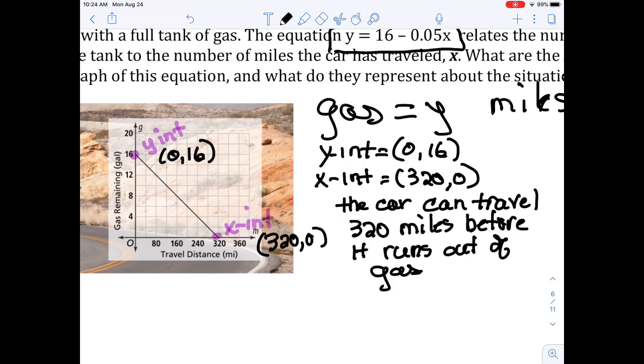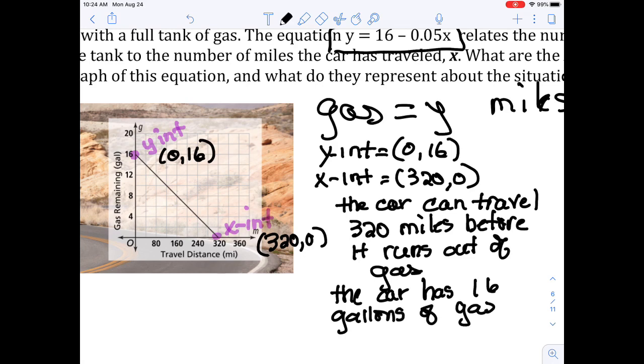And remember, we started the problem by defining X represents the number of miles. The Y-intercept means the car has 16 gallons of gas when it starts its trip.